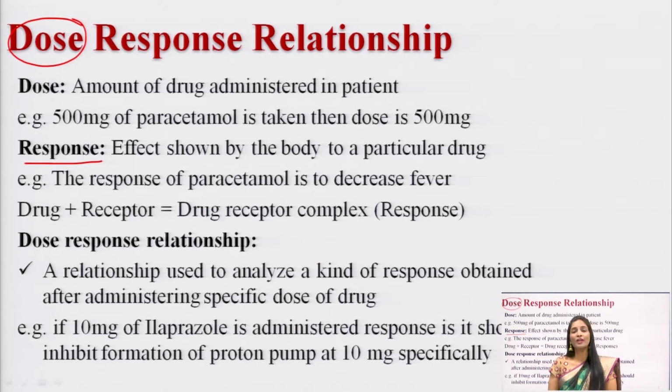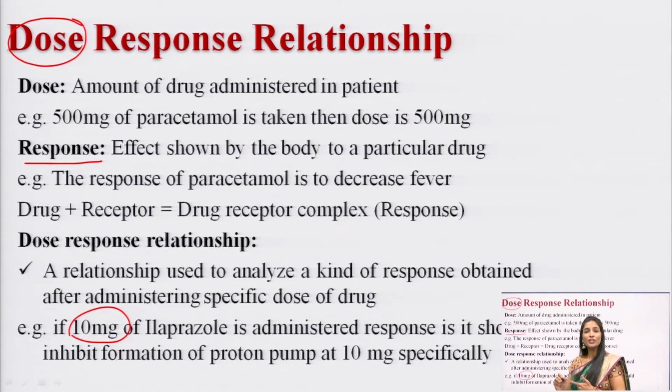Here I can give an example, ilaprazole. What drug is it? It is a proton pump inhibitor which is used in peptic ulcer, used to decrease gastric acid secretion. How much dose am I giving? I am giving a 10 mg dose of ilaprazole. Which type of drug is it? It is a proton pump inhibitor used to treat peptic ulcer. So, the dose was 10 mg.